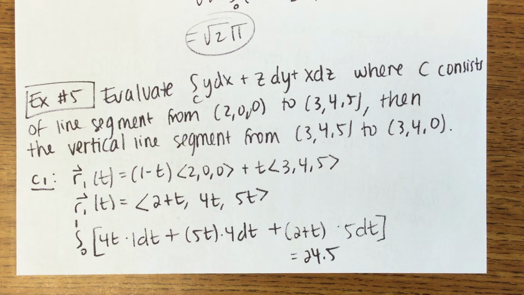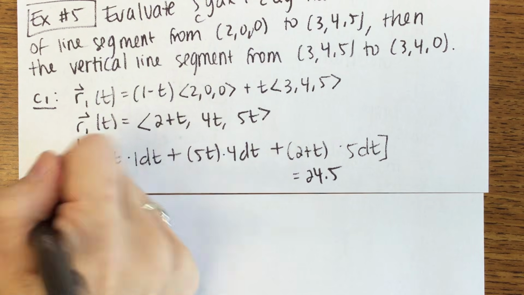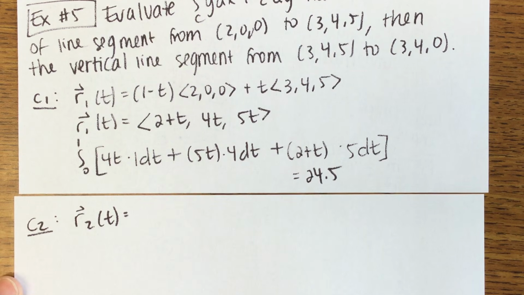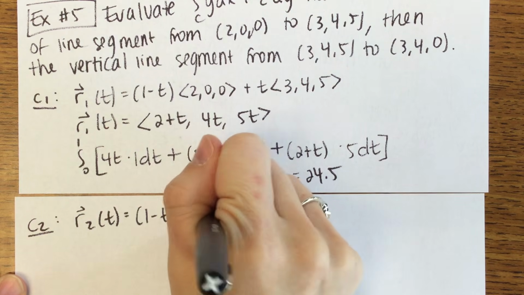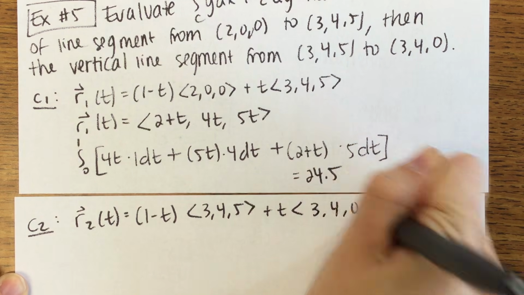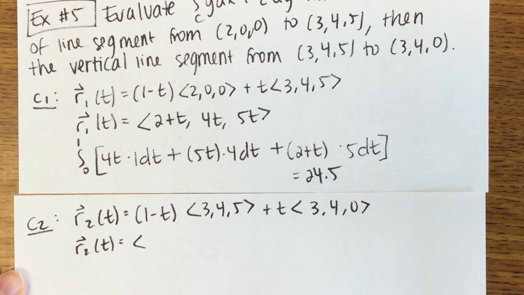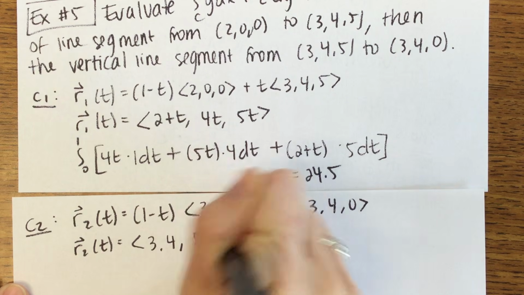Okay, then we have to do curve 2. We have to parameterize this one also. So it's going to be 1 minus t, starting at the point 3, 4, 5, ending at the point 3, 4, 0. This shouldn't come as a surprise. It's 3, 4, 5 minus 5t.